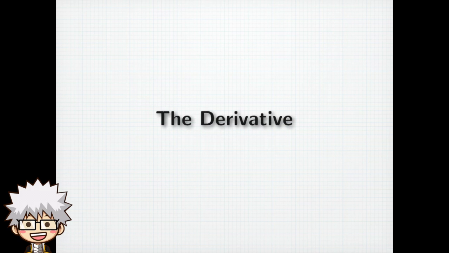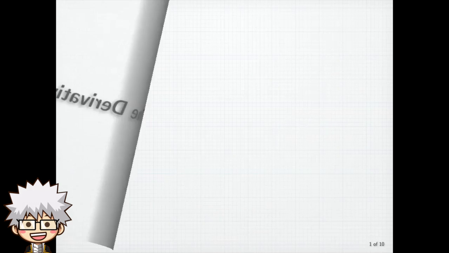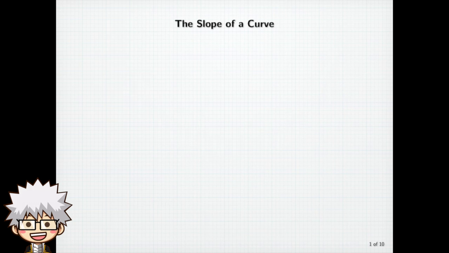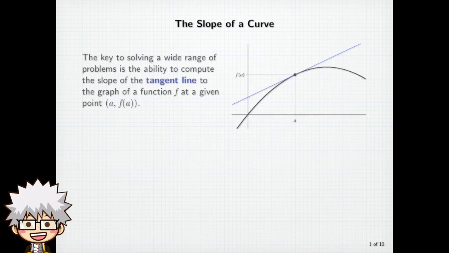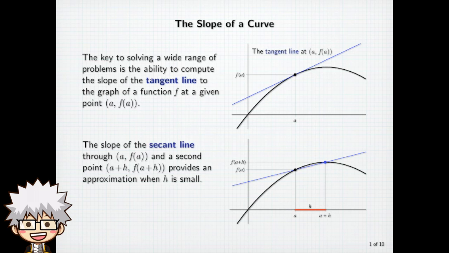The derivative. The slope of a curve. The key to solving a wide range of problems is the ability to compute the slope of the tangent line to the graph of a function f at a given point a, f of a. The slope of the secant line through a, f of a and a second point a plus h, f of a plus h provides an approximation when h is small.